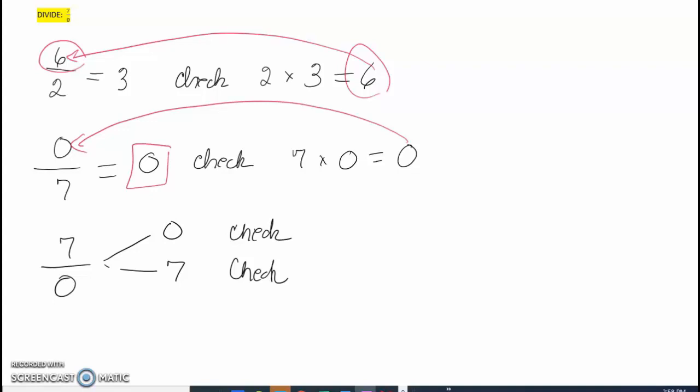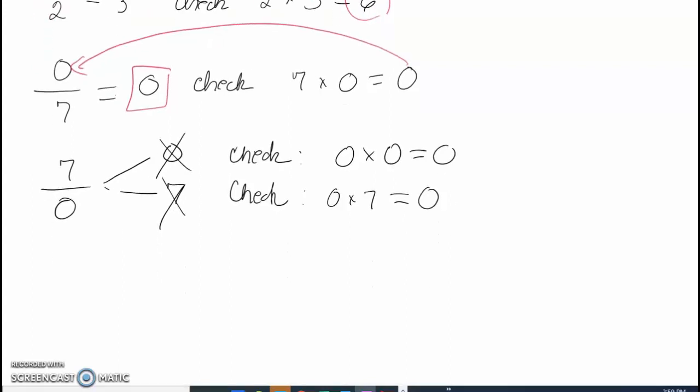Let me just try 7 first. So we get 0 times 7. That produces 0. That's not going to work. So that's no good. Let's try 0. So we have 0, which is the divisor, times the result, which is 0. And we get 0. And that's not going to work. So guess what? Turns out when you divide by 0 in the real number system, there is no answer that will produce back to 7.